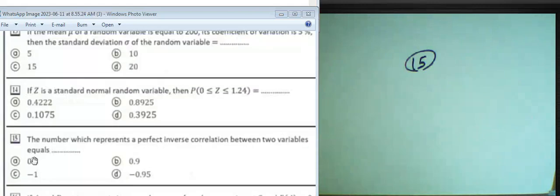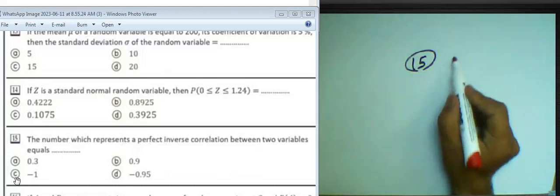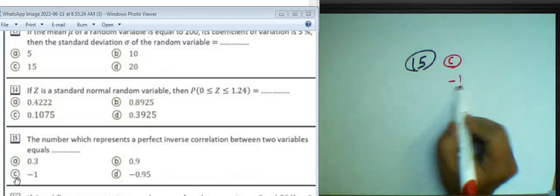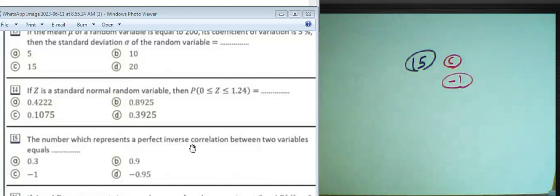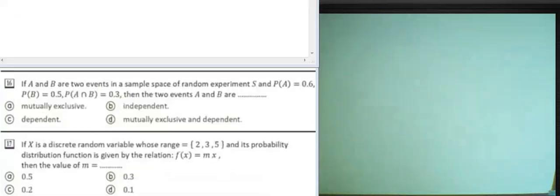Question 15. The number which represents a perfect inverse correlation between two variables equals what? We have a perfect inverse. Perfect inverse means negative 1. Choose letter C, -1, because it tells us a perfect inverse correlation. For a perfect inverse correlation, the result will be -1. Choose letter C.